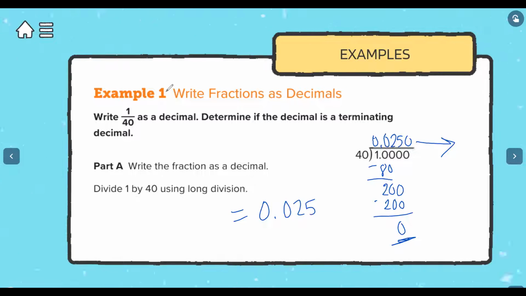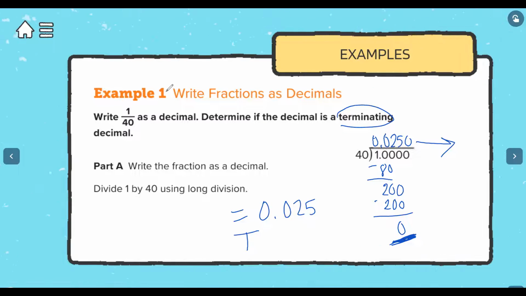0.025. Okay? And since it ends in a 0 right here, this fraction or this decimal is a terminating decimal, okay? It is terminating, because the division ends in a 0, okay? Let me give you another example.